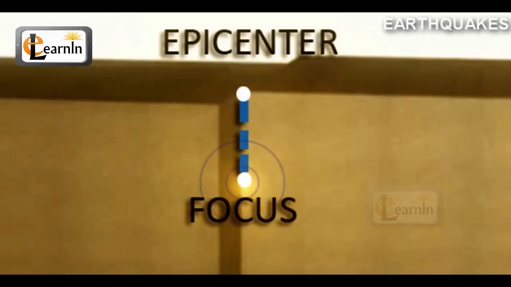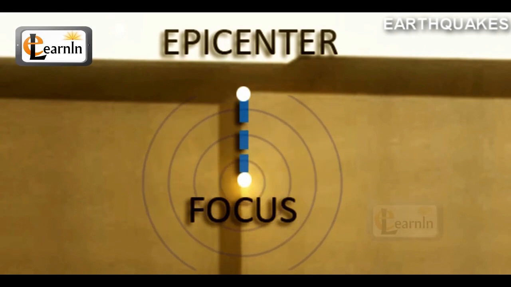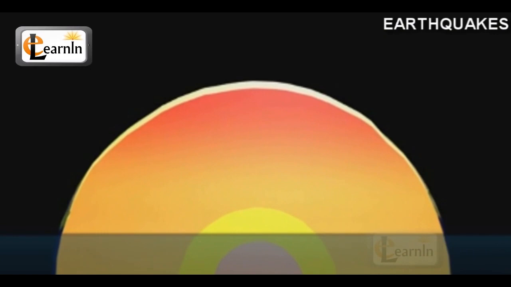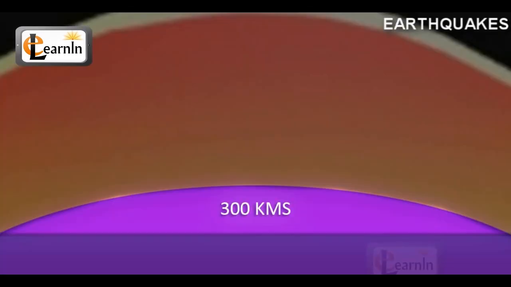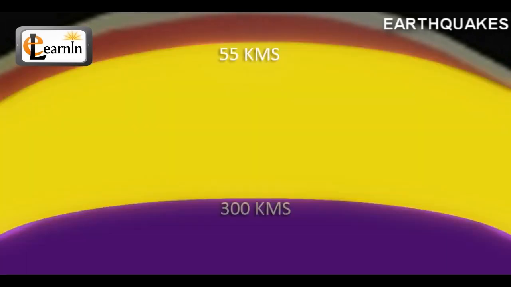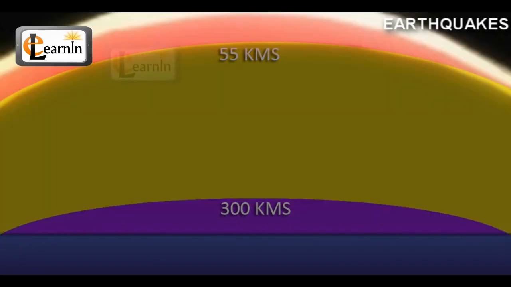Based on the depth of their foci, earthquakes are classified into three types. They are deep focus earthquakes that occur at depths exceeding 300 kilometers, the reasons for which have not yet been identified; intermediate focus earthquakes with depths of foci ranging between 55 and 300 kilometers; and shallow focus earthquakes with depths lesser than 55 kilometers.